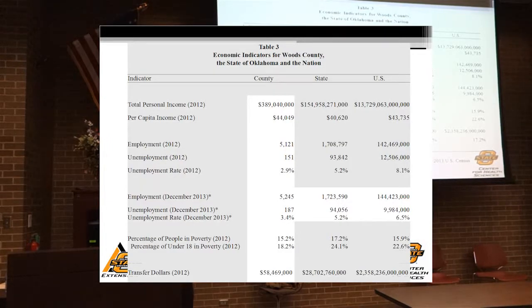It's good to be in Woods County. Per capita income is higher than not only Oklahoma, but the United States. Typically, if you're in a rural area, you do not see that trend. You see Oklahoma lags the state. Typically, the rural areas lag Oklahoma. So it's good to be in Woods County.